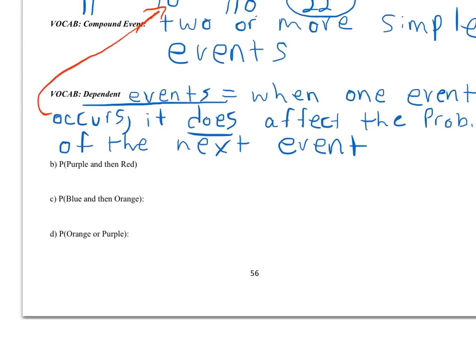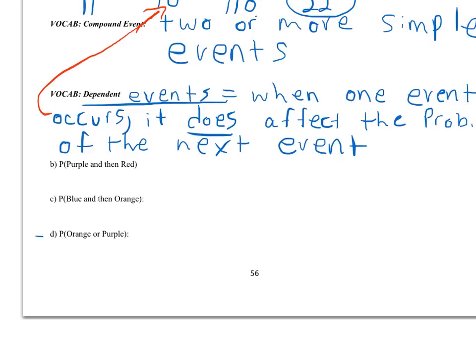Let's just do the last one really quickly and then I'll have you guys do the other ones on your own. So this last one, D here. What's the probability of an orange or a purple? Now, how many times are we reaching into the bag in this? Okay, an orange or a purple. In this one, we're just reaching into the bag one time, and we're asking, what's the probability that we get an orange or we get a purple on that one draw?